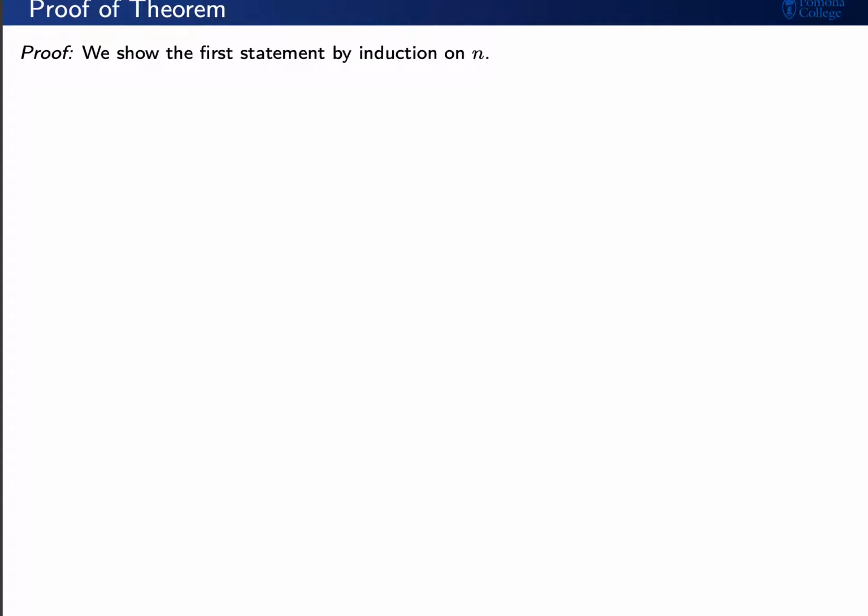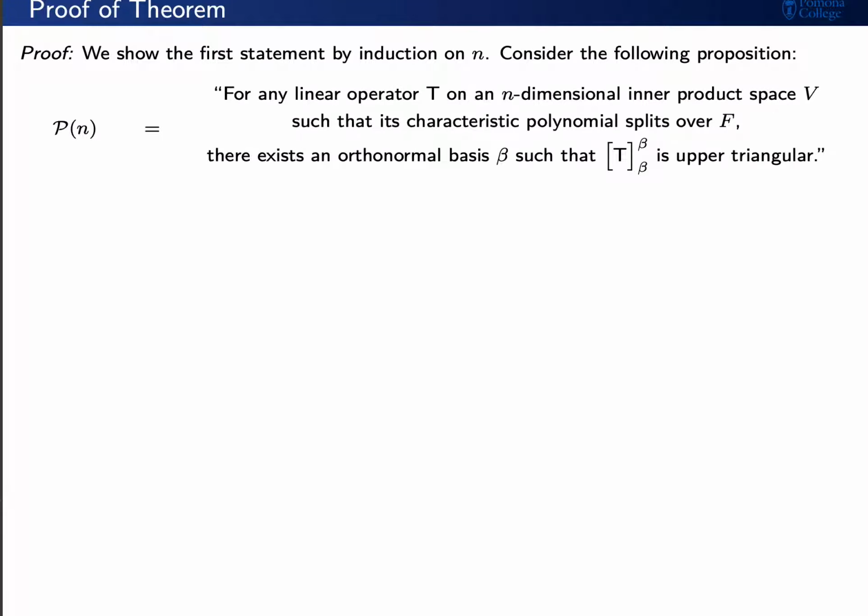Let's first prove the first statement by induction on n, the dimension of our vector space. Let's consider the following proposition, P of n. For any linear operator T on an n-dimensional vector space V such that its characteristic polynomial splits over F, there exists an orthonormal basis beta such that the matrix representation of T is upper triangular.